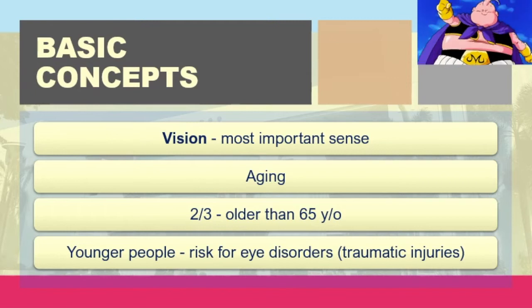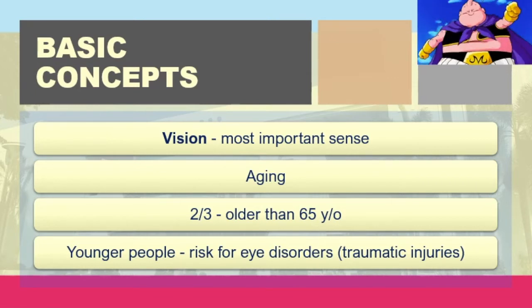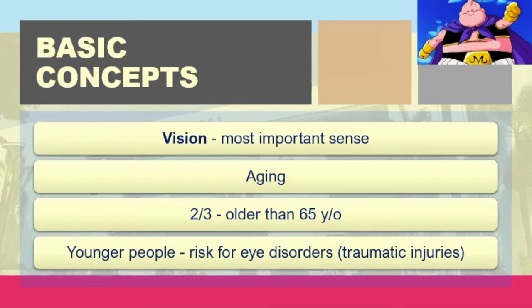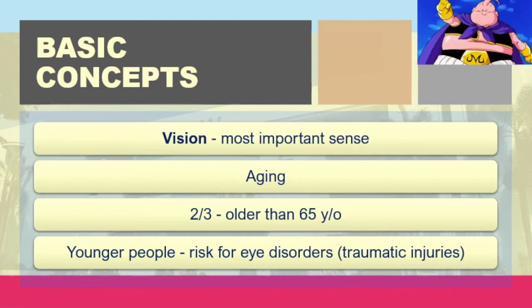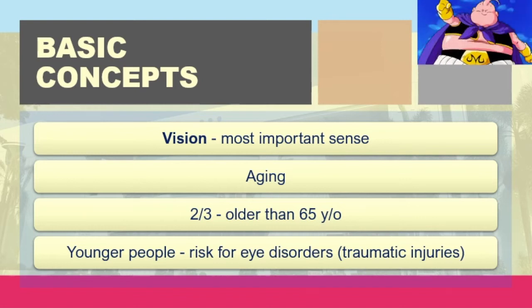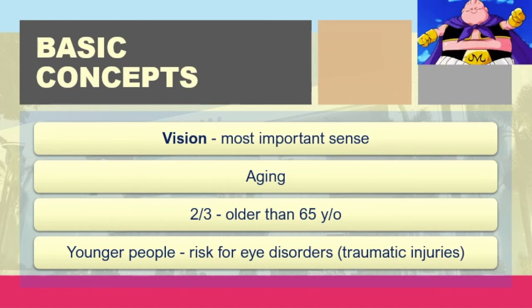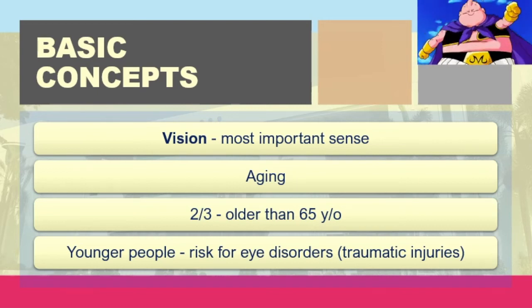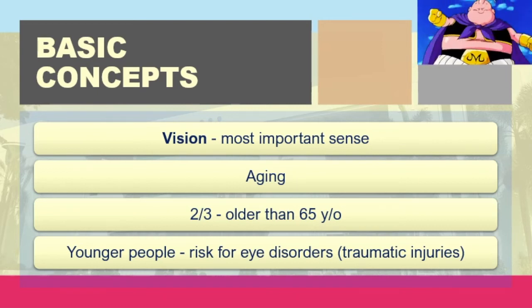So the basic concepts. Vision is labeled as the most important sense among the five senses. It is considered to be done by your eyes, of course, which are sensitive and specialized organs. Now, aging is related to our visual processes. When I talk about aging, it is usually connected to visual impairment.